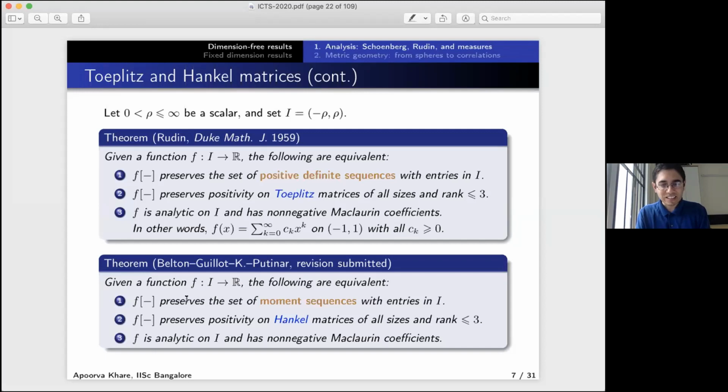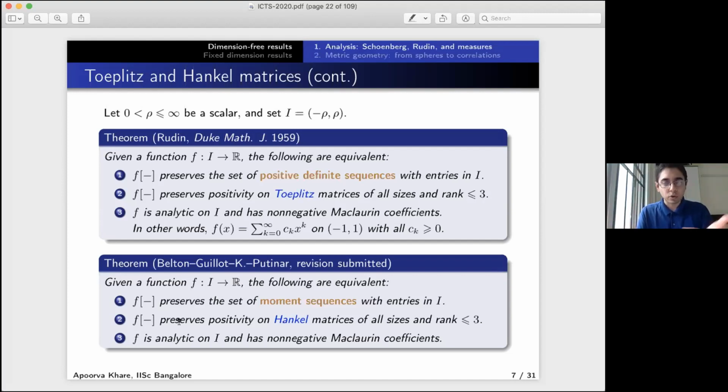So consider the set of moment sequences, which are moments of measures on the real line. F preserves the set of such moment sequences if and only if it preserves positivity on Hankel matrices of all sizes, but again the rank is at most 3, if and only if the function has the same form. So it's still this same absolutely monotonic analytic form with convergent power series of non-negative coefficients. Right? So 2 implies 3 assertions are difficult, and 3 implies 1 and 2 in both cases are very simple.